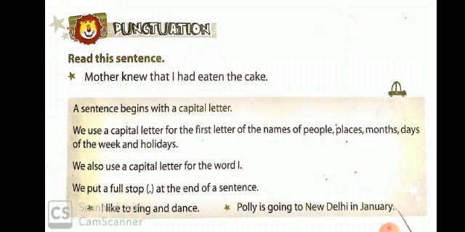Whenever we write any sentence, we begin with a capital letter. But if in the middle of the sentence any name of person, place, month, day or holiday comes, we write its first letter in capital. And for the word I, we always use a capital letter. And at the end of the sentence, we'll put a full stop.